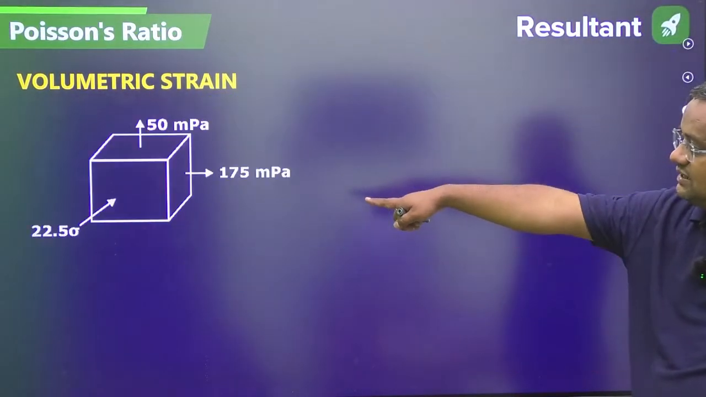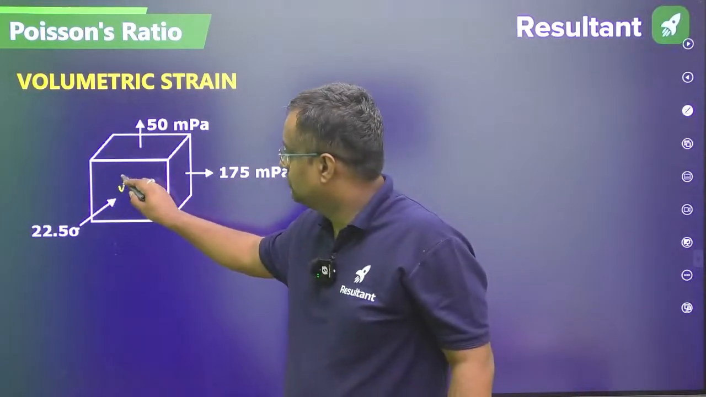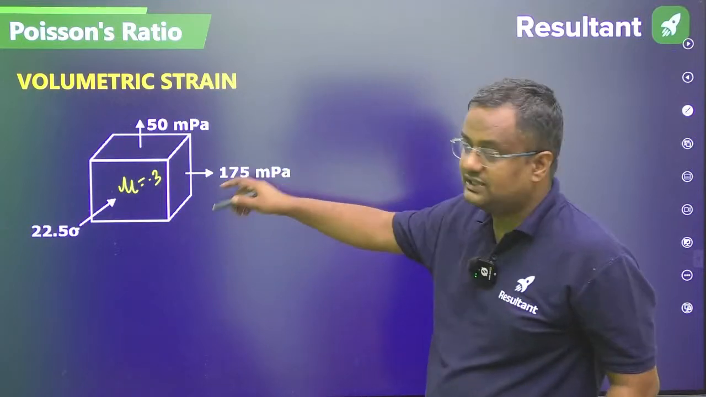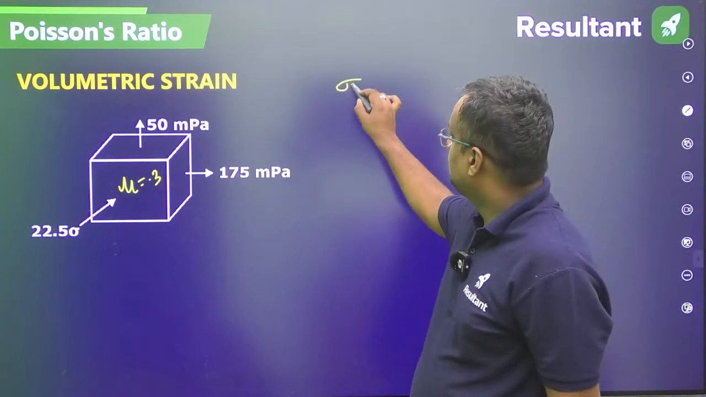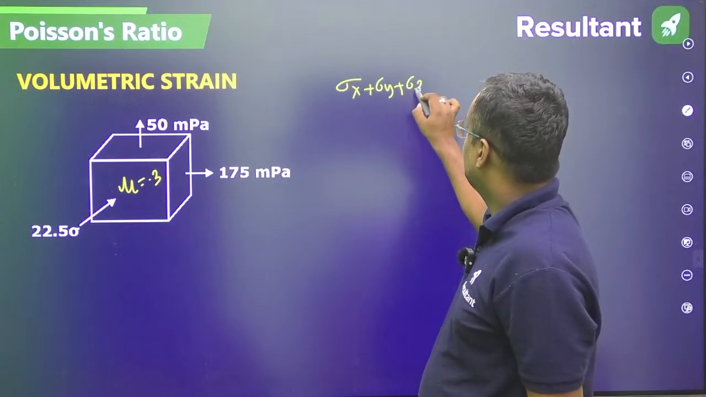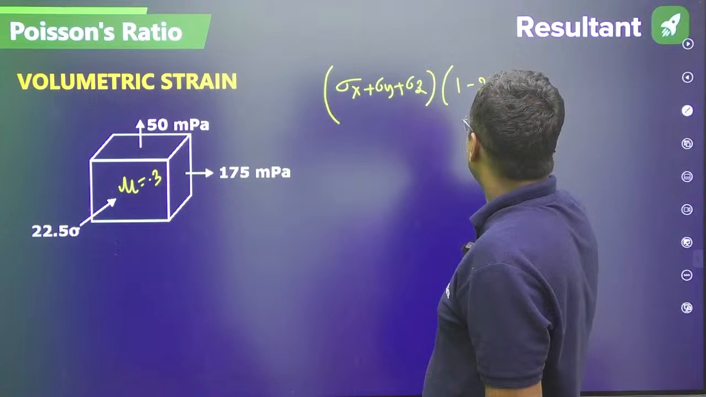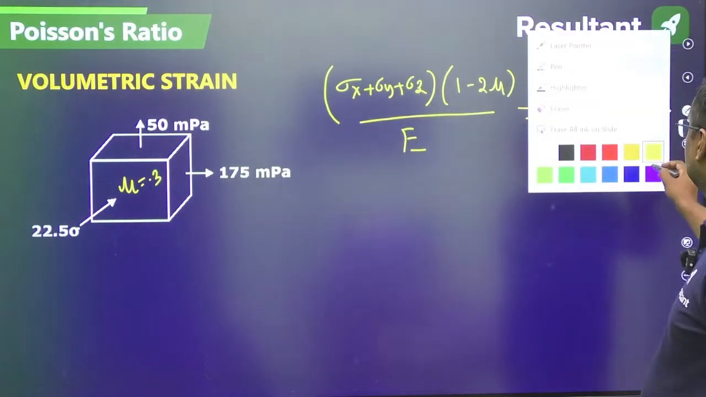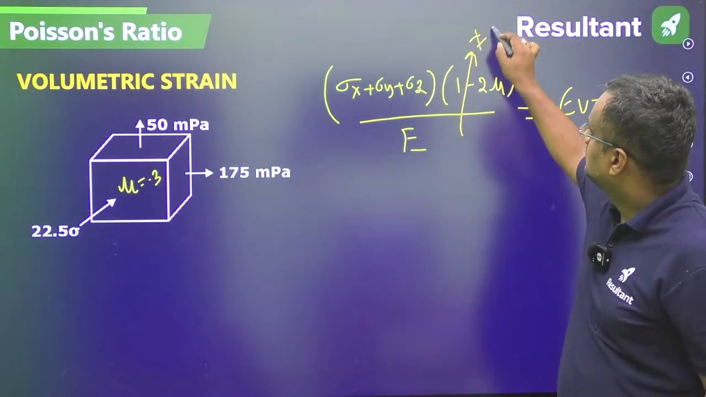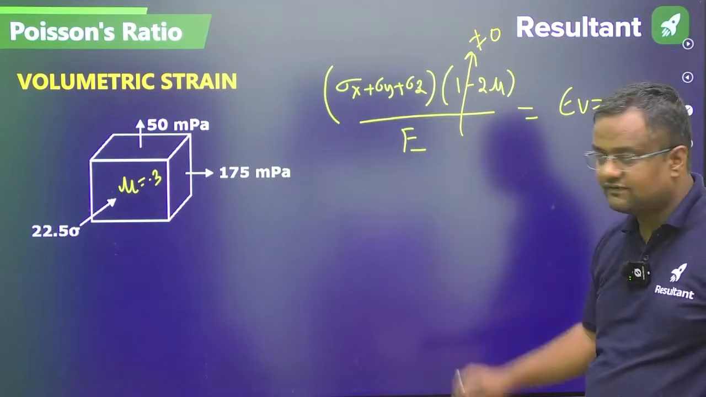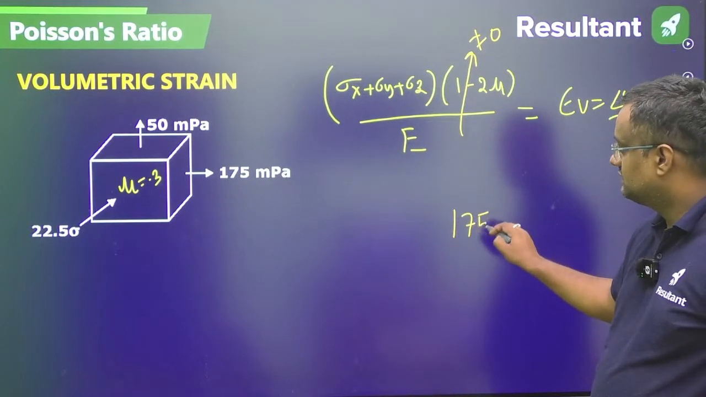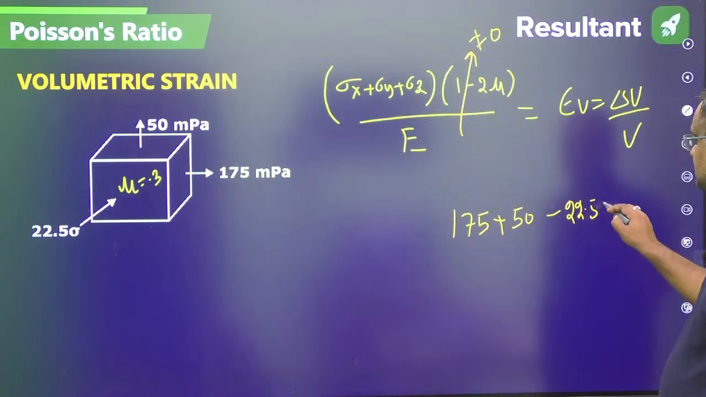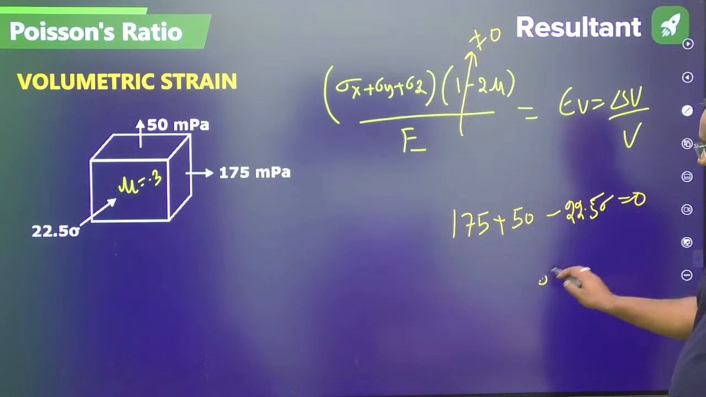Okay, now tell me the sigma for which volume is unchanged, suppose mu is 0.3. So of course mu 0.3, na. So the volumetric strain is (sigma X plus sigma Y plus sigma Z) times (1 minus 2 mu) by E, equal to volumetric strain delta V by V. So here this value is not 0, so this value has to be 0 because Young's modulus is a definite value. So sigma X is 175, sigma Y is 50, sigma Z is compression, so minus 22.5 sigma is equal to 0. So from here the value of sigma is equal to 10.